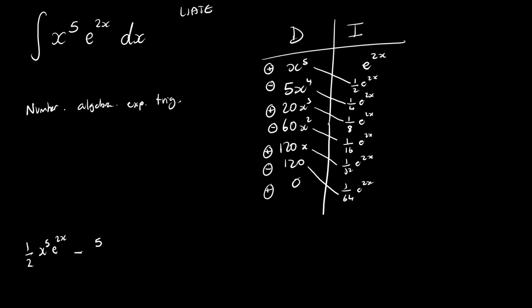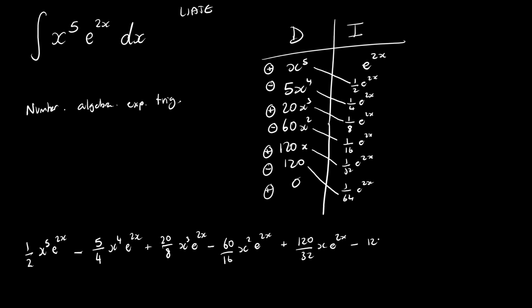5 quarters x to the 4 e to the 2x, plus 20 over 8, you could simplify, I'm not going to here, x cubed e to the 2x, minus 60 over 16, again which can be simplified, x squared e to the 2x, plus 120 over 32 x e to the 2x, minus 120 over 64 e to the 2x, plus c, and everything else will go because we get 0 there. So that would be that integral.